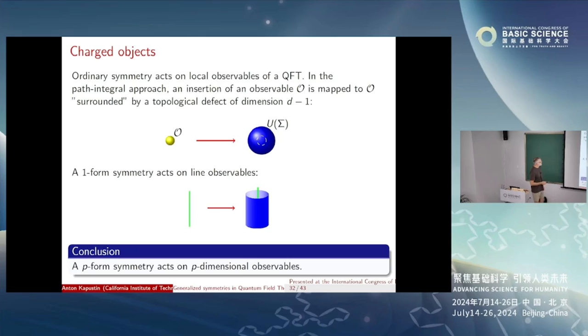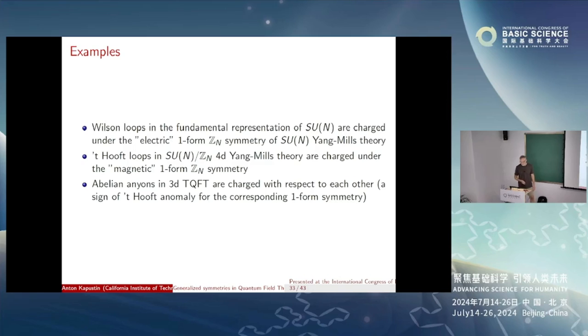I should mention something about charged objects. If there are charges, there should be charged objects. Well, ordinary symmetry acts on local observables. So if you have some local observable at some point, how does it act? Well, it's surrounded with a defect, and you get a new local observable. Now, one-form symmetry similarly acts on line observables. So a line is surrounded with a defect of codimension 2, and you get a new line observable. Thus, p-form symmetry acts on p-dimensional observables. I'll skip examples. Well, Wilson loops, for example, are charged under electric one-form symmetry. 't Hooft loops are charged under magnetic one-form symmetry. So these are non-topological line operators charged under p-form symmetries, which correspond to topological defects.